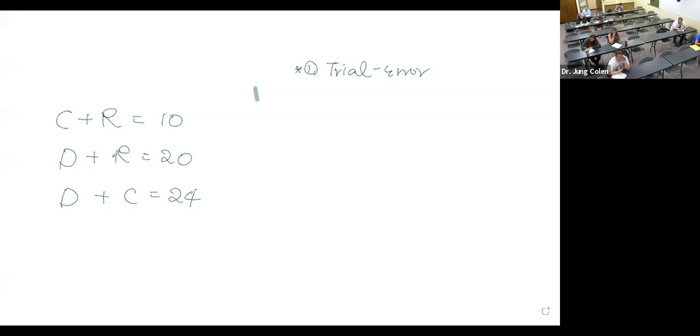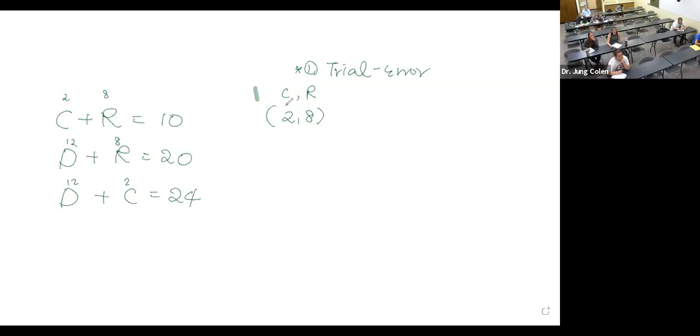What number did you try? Well, I started with 2 and 8. 2 and 8. So you can see some ordered pair there. So C and R, I'm gonna just put the ordered pair, and you started with 2 and 8. Okay. And did it work? It didn't work. Why? Because when she put 2 and 8 there, it worked for the first sentence. But here, R is 8, then D has to be what? D has to be 12. If D is 12 and C is 2, it's not 24.